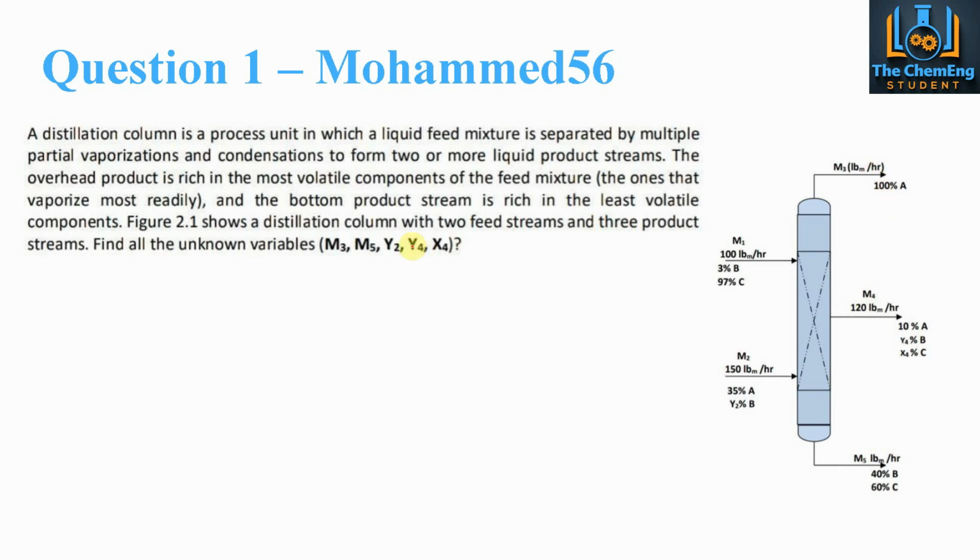Now the Y's and the X's are the fraction within each stream. So for example, Y2, the 2 will denote the stream number. So this is this stream here, so the second feed stream. And then Y2 is going to be the composition of B within that stream. And then likewise Y4 and X4. So it just depends on the stream and the composition of that stream.